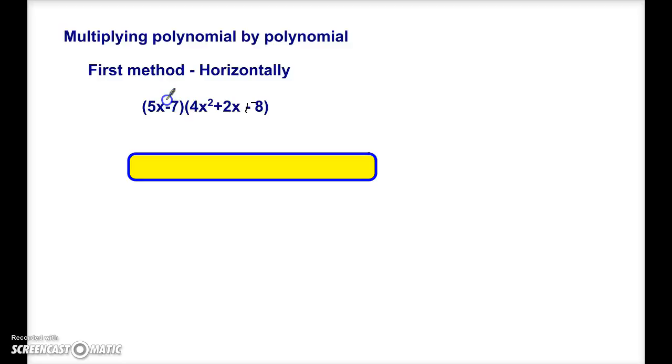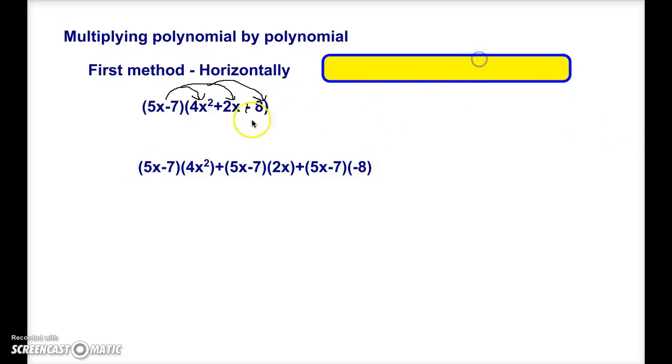So the idea here is I'm going to distribute this 5x minus 7 over each of these 3 terms. When I do that, here's what I get. 5x minus 7 times 4x squared plus 5x minus 7 times 2x plus 5x minus 7 times my negative 8. Remember, I changed that minus to plus a negative 8. So 5x minus 7 times negative 8.